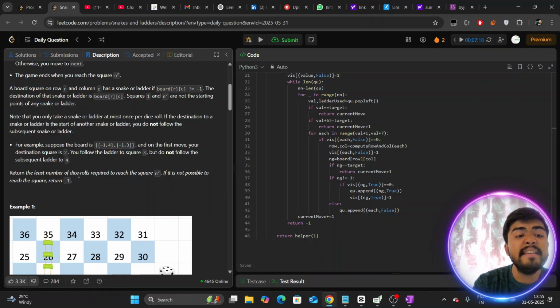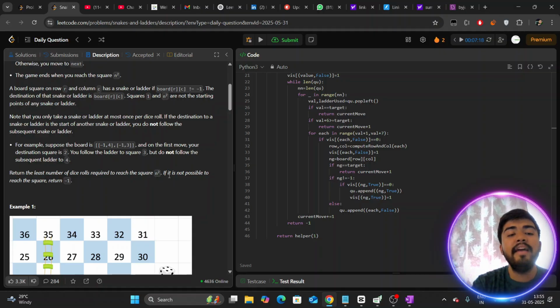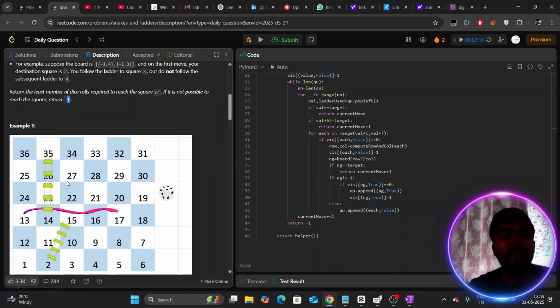Now return the least number of dice rolls required that we are all expecting to reach the square n squared. If it is not possible to reach the square, then we can return -1 for sure. Very simple.